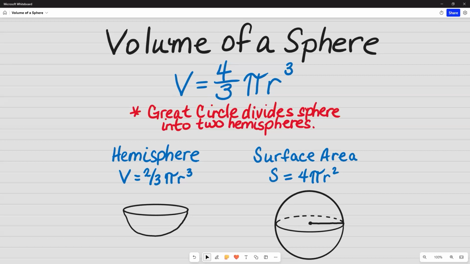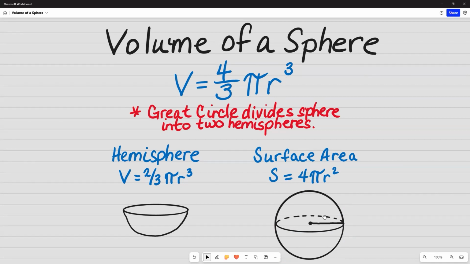Today I'm going to demonstrate how to find the volume of a sphere. So a sphere looks like this. Since it doesn't have a height because it's round, we use this formula. V, which represents volume, is equal to 4 over 3 times pi r cubed. It's cubed because volume is measured in cubic units.